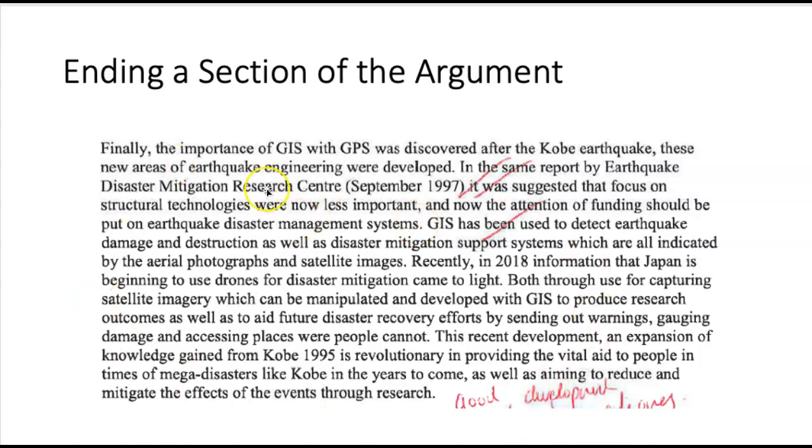So what's the function of this kind of paragraph? Well, as I say, it signals to the reader that this is the end of the argument. It sums up all of the argument from this section very tightly. And it has the clincher sentence over here. This recent development, an expansion of knowledge gained from Kobe 1995, is revolutionary in providing the vital aid to people in times of mega disasters like Kobe in the years to come, as well as aiming to reduce and mitigate the effects of the events through research. So it very clearly sums up and synthesizes what that section was about.